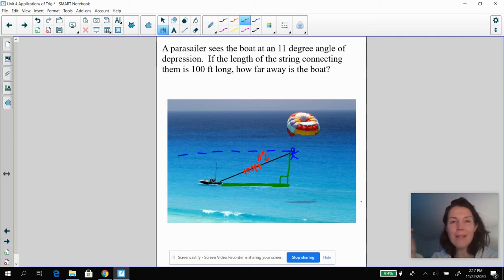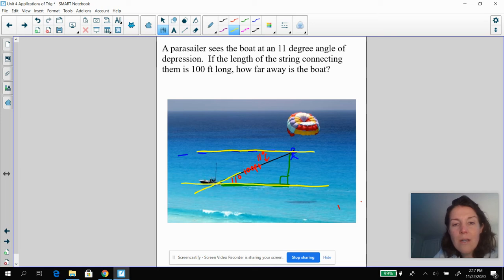But wait a second, my 11 degrees is not in my right triangle. So here's a little sneak. If the angle of depression down to the boat is 11 degrees, the angle of elevation up to the parasailer also has to be 11 degrees. The angle of depression and the angle of elevation are always going to be the same. Technically, if you know about parallel lines, and you don't know about them yet in this class, we've got a little parallel line situation here.